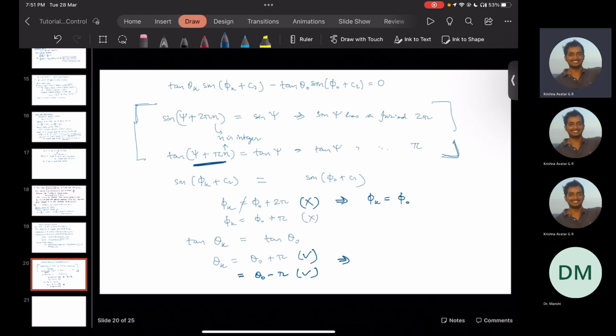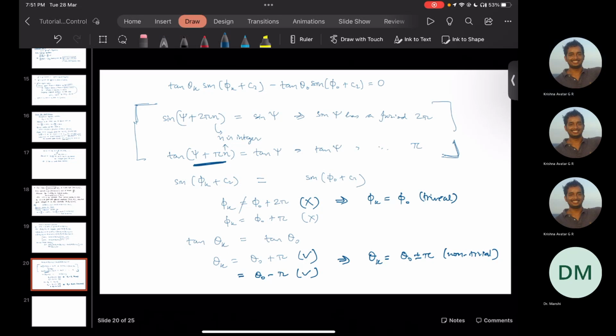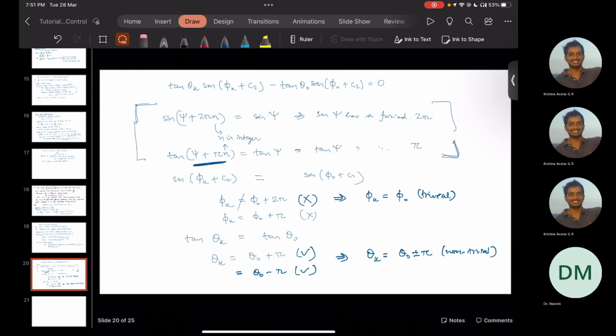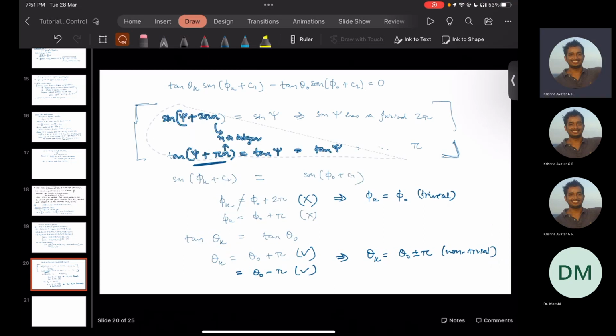So what we can say is that the conjugate point, and remember, this is trivial. Here it is theta kappa is equal to theta naught plus minus pi, and this is non-trivial. So what can we conclude from here? I'll just move some parts so that I can write the conclusion here itself, because it's just one line we have to write, isn't it? Also move things up a bit.